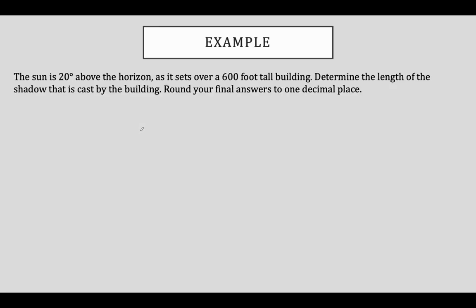I know it's exciting. Let's start off with a simple word problem. The sun is 20 degrees above the horizon as it sets over a 600-foot tall building. Determine the length of the shadow that is cast by the building. Round your final answer to one decimal place. So you'll notice also with these word problems, we're going to be using a lot of calculators. Make sure you have a calculator handy.